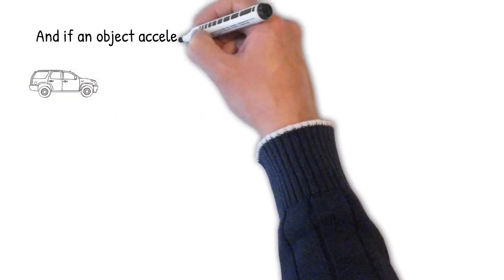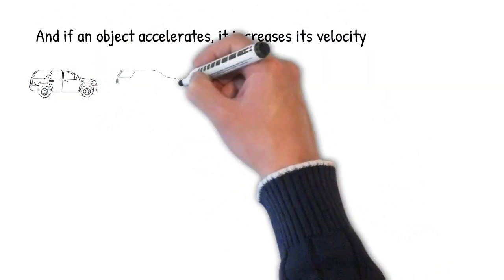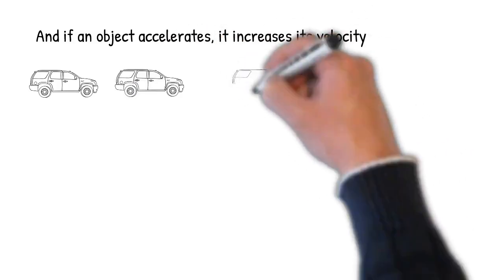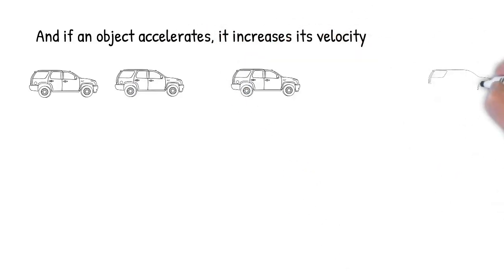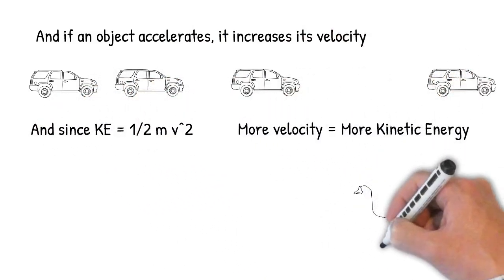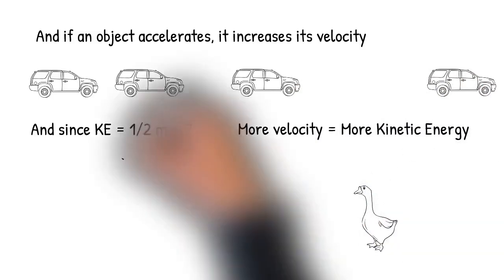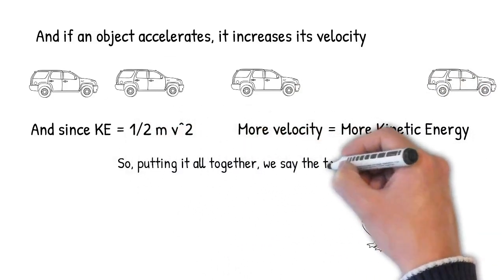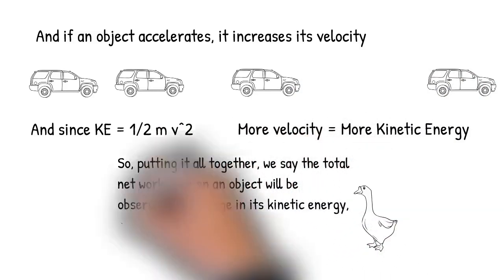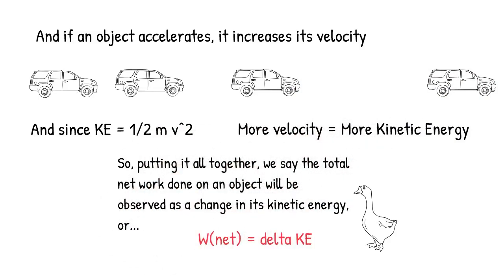Now imagine a car. If an object like a car accelerates, then it increases its velocity. This car, you can see, is going faster and faster. And since KE is half mv squared, more velocity means more kinetic energy. So if we put it all together, we can say the total net work done on an object will be seen as change in kinetic energy, or net work is delta KE.